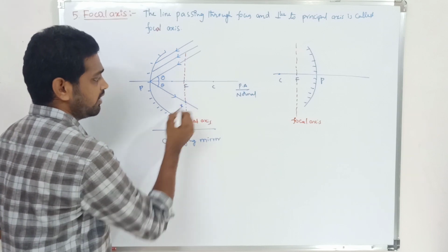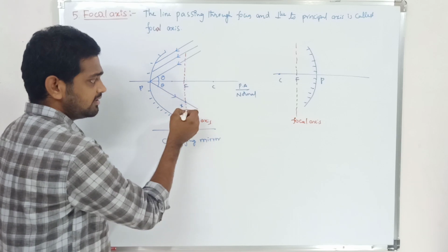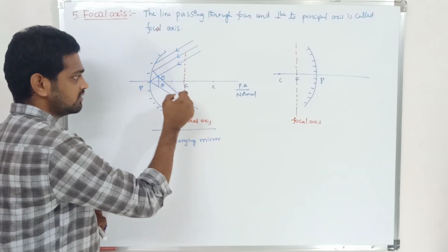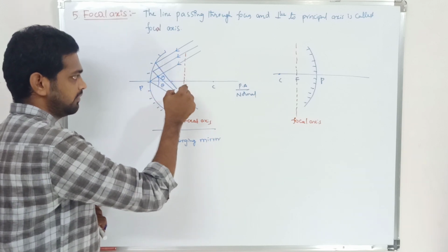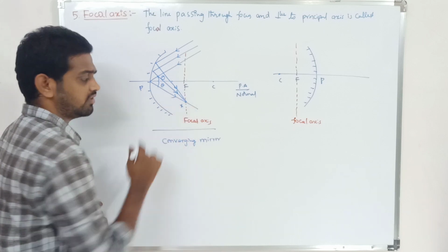Let us consider this point X on the focal axis. Clear, children? So the reflected rays will be converged over here. These are all the reflected rays which are converged over there.